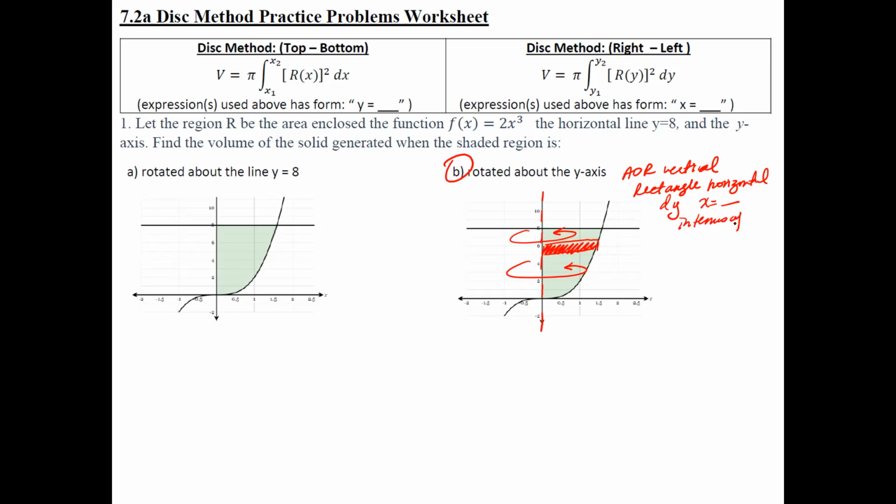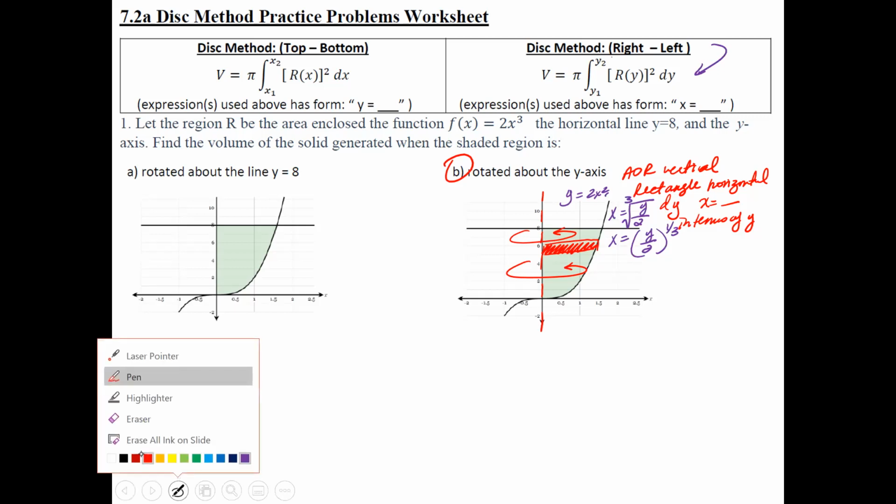So that means if y equals 2x squared is your equation, you will have to solve for x, which means x is equal to the cube root of y divided by 2, or x equals (y over 2) to the 1/3. Okay, so then now that we established that, and this is the one that we're looking at because it's a right minus left, let's go ahead and plug into the formula.